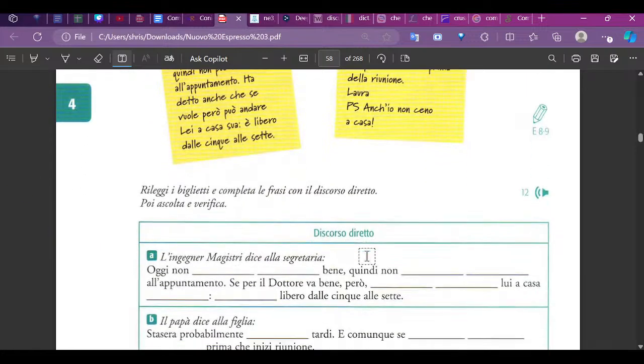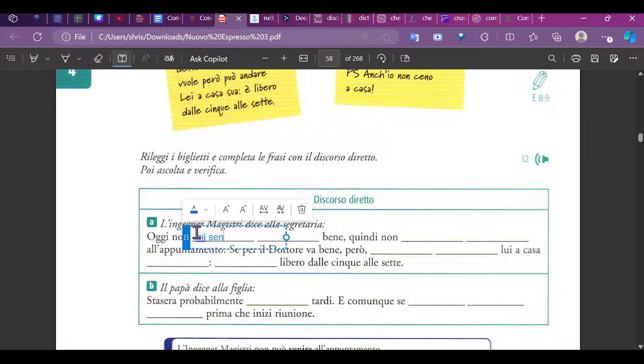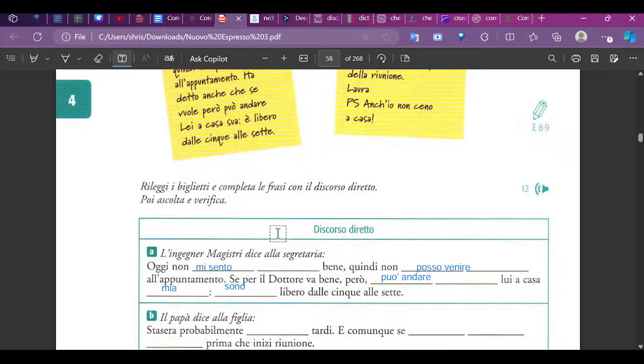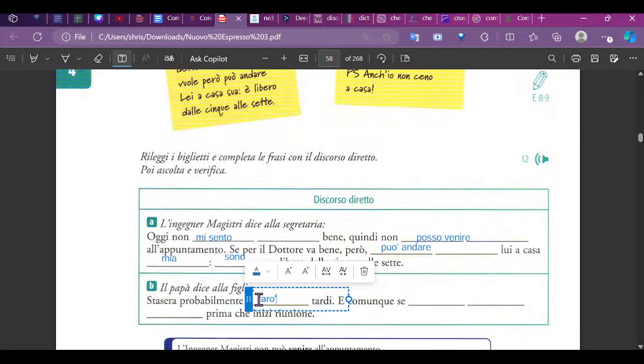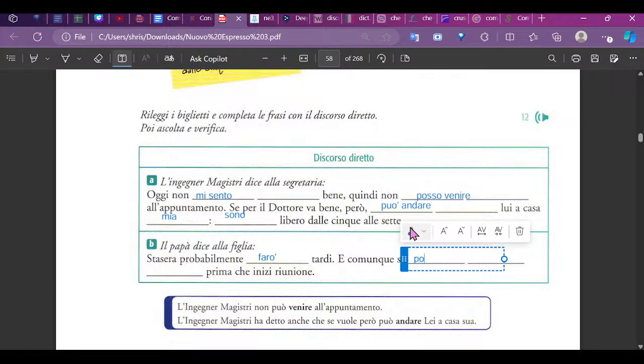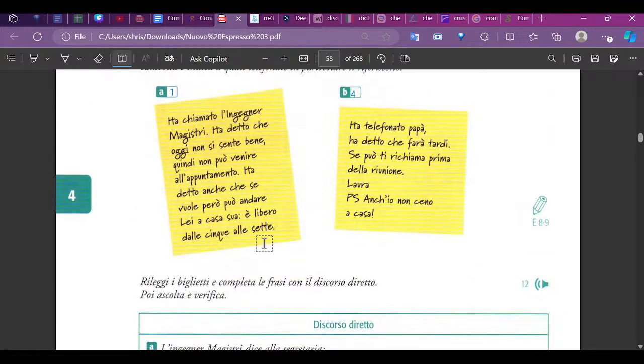L'ingegner Magistri dice alla segretaria: oggi non mi sento bene, quindi non posso venire. Se per il dottore va bene, però, può venire lui a casa mia. Sono libero dalle 5 alle 7. Il papà dice alla figlia: stasera probabilmente farò tardi. E comunque, se posso, io richiamo.